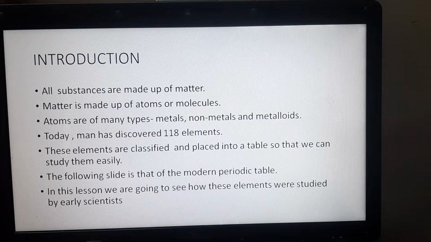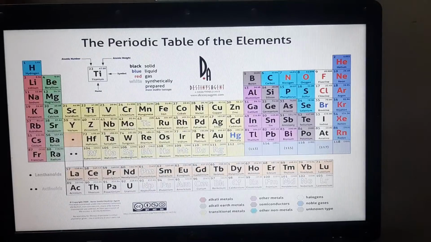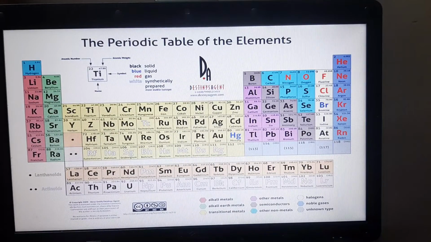And we know that today man has discovered 118 elements, and these elements are classified and placed into a table so that we can study them easily. The next slide will show us the modern periodic table and the way the elements are arranged. So let's look at that. Here we have a table of the modern periodic table as we know it today.